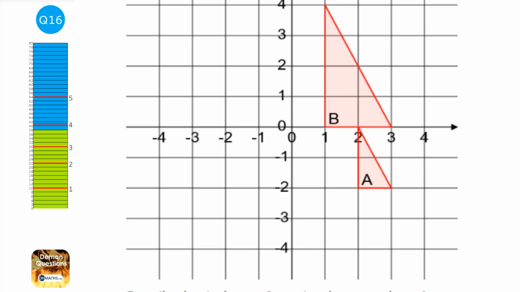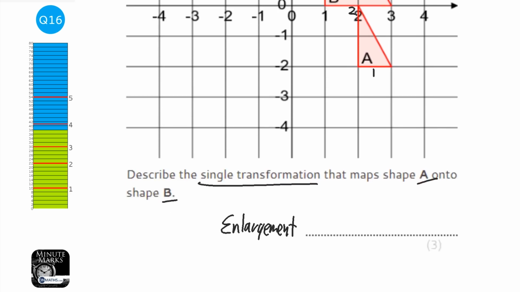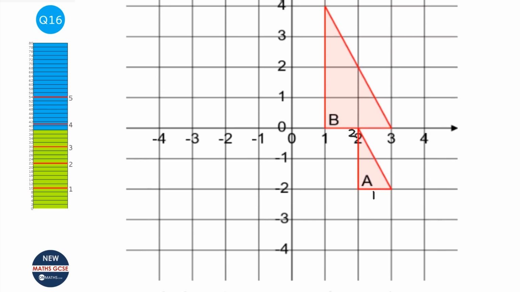If I have a look at the bottom, that's 1 square across on A, and it becomes 2 squares across on B. So what do I times 1 by to get to 2? Or I could do 2 divided by 1, so the 1 on the second shape divided by the 1 on the first shape. 2 divided by 1 is 2. So we know that the scale factor is 2.